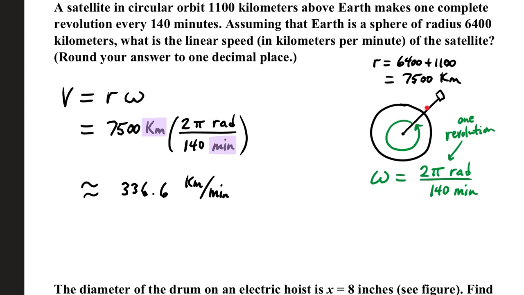7,500 kilometers from the center of the Earth to the satellite. The rotational speed is 2 pi radians in 140 minutes. That's one revolution in 140 minutes. 7,500 times 2 times pi divided by 140. Radians is there. It just tells us that our angle is in the right format. Instead of degrees, it's in radians, and that's what we need. Multiply, divide by 140, we get 336.6 kilometers per minute. Distance per time, and that's what velocity is.